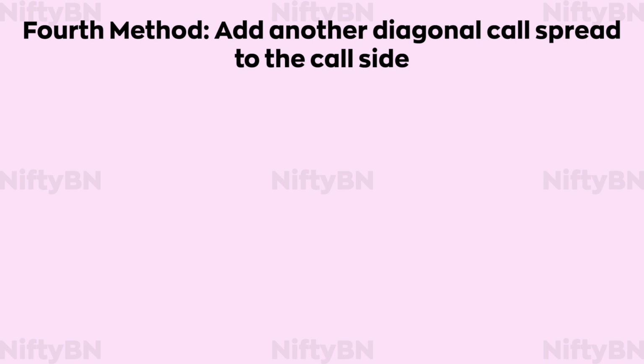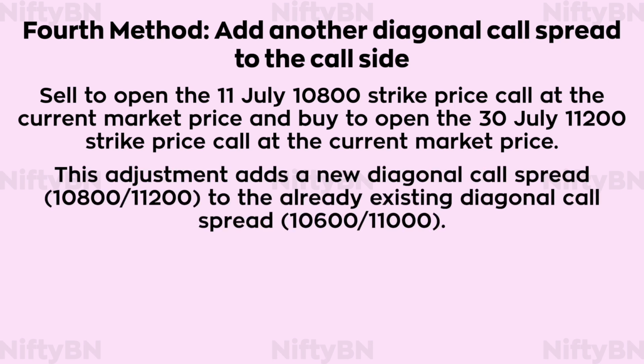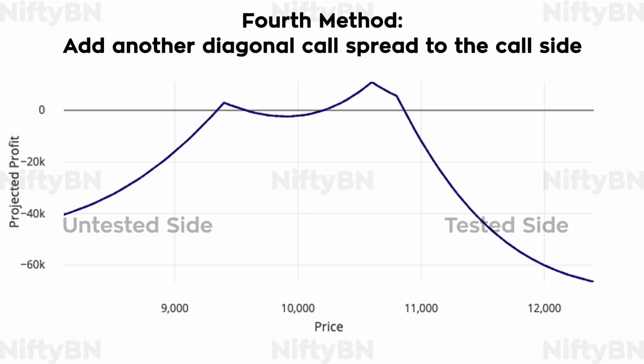Fourth method, add another diagonal call spread to the call side. Sell to open the 11th July 10,800 strike price call at the current market price and buy to open the 30th July 11,200 strike price call at the current market price. This adjustment adds a new diagonal call spread to the already existing diagonal call spread. Now let's look at the risk graph post this adjustment. Though this adjustment would push the break-even point farther away, it would increase risk on the tested side should the underlying move beyond the break-even point.